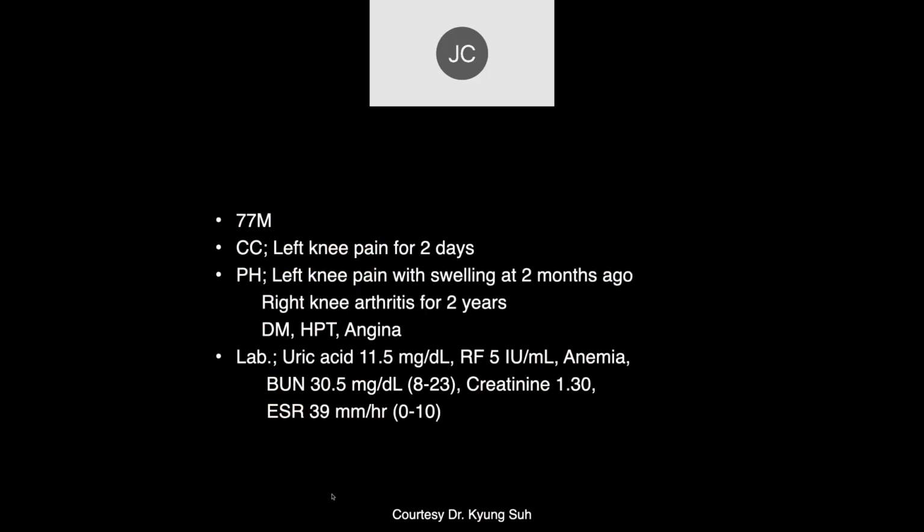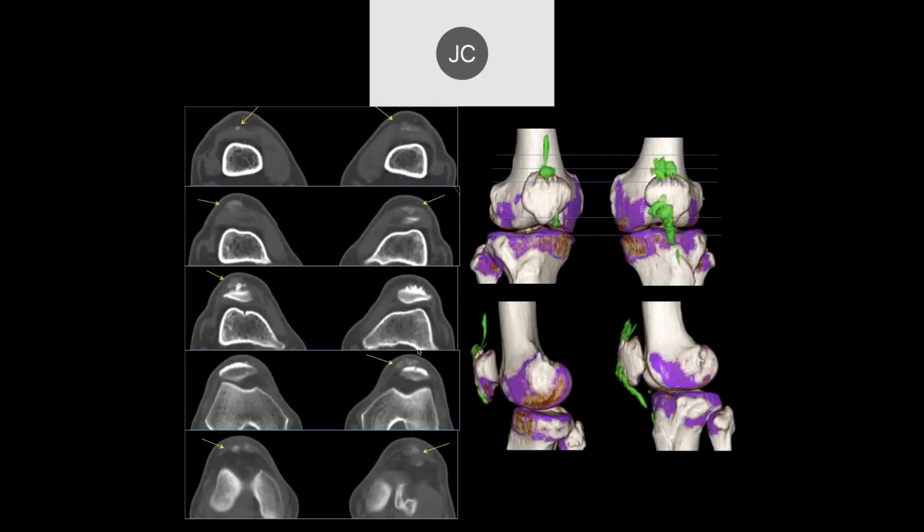Okay, let's see. Robert, what do you think of this case? Actually, I don't see any images at the moment. Okay, so this is a 77-year-old male with left knee pain for 2 days, arthritis in the right knee for a couple of years, and a very high uric acid level. And it's a renal disease. So here's some images.